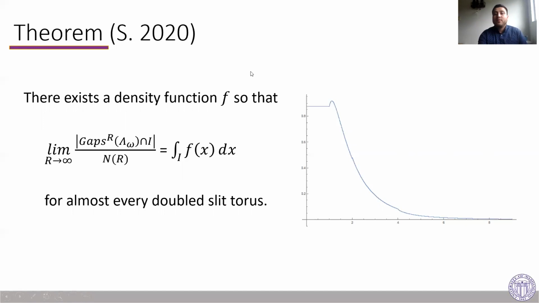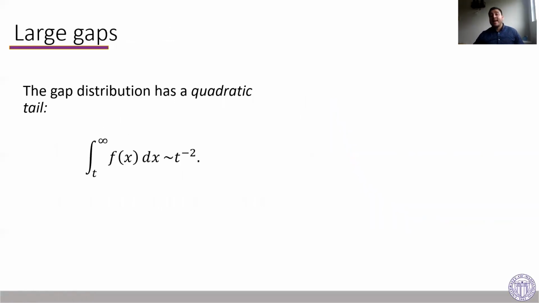It kind of starts off very constant, goes up, and then jumps down. And so I want to unwrap this density function a little bit and describe what kind of corollaries we're able to obtain using the fact that we have an explicit density function. One natural question in this direction is to look at the tail of the gap distribution.